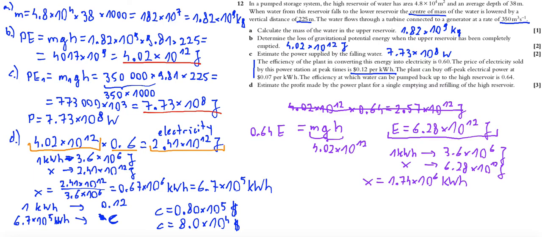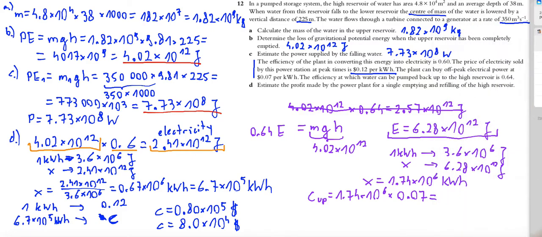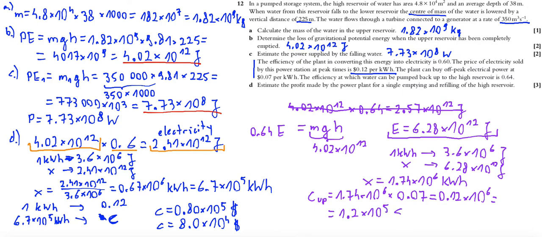Okay, and now cost. Cost to pump up, so C up is 1.74 times 10 to the power of 6 times $0.07 per kilowatt hour, which gives us 0.12 times 10 to the power of 6. Yes, 0.12 times 10 to the power of 6, which gives 1.2 times 10 to the power of 5 of American dollars.